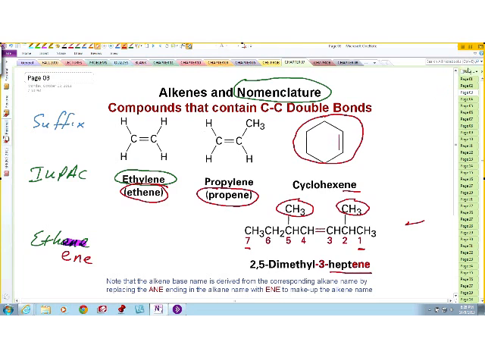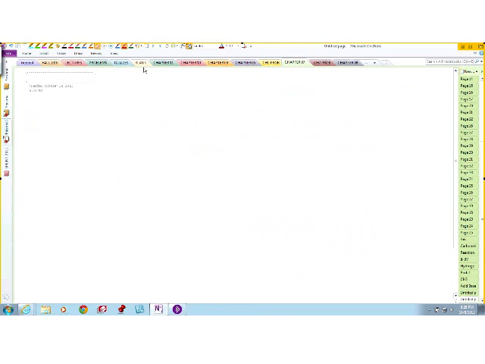Okay, so let us do some more examples. Supposing I have this. Nomenclature continued. Supposing I have this molecule here.